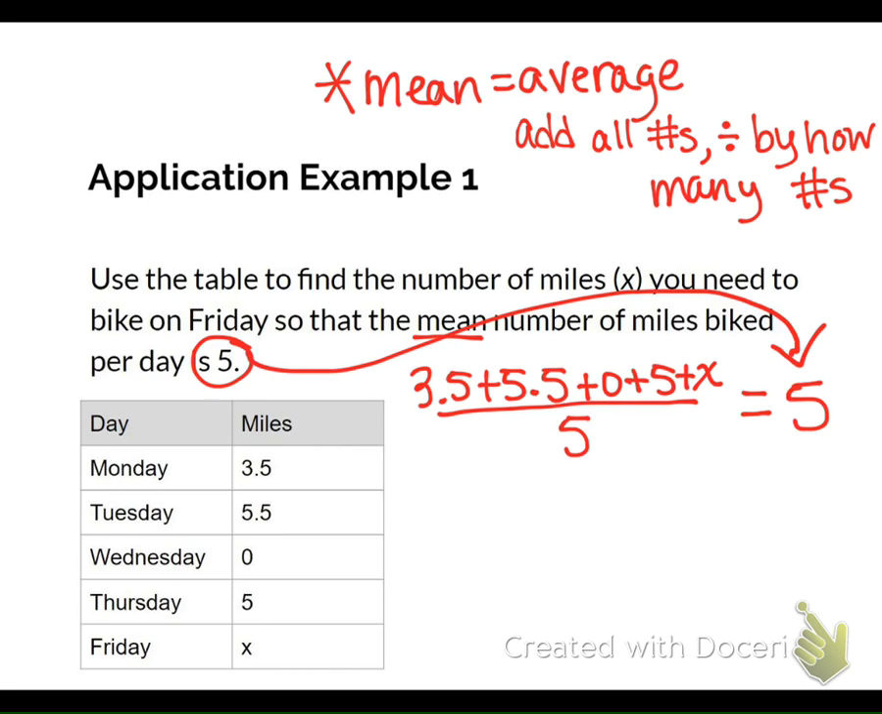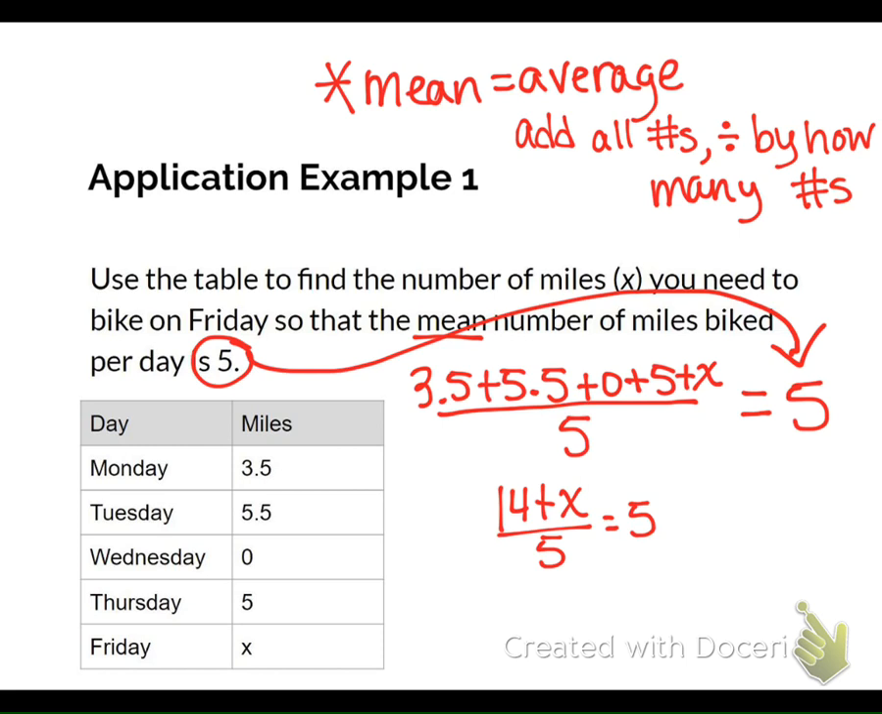To solve equations, we simplify first. So we can simplify everything up in this numerator. Combine your like terms. Everything can be combined except for that x. So 3.5 plus 5.5 plus 0 plus 5. What does that give me? Hopefully you said 14 plus x, still divided by 5, still set equal to 5.